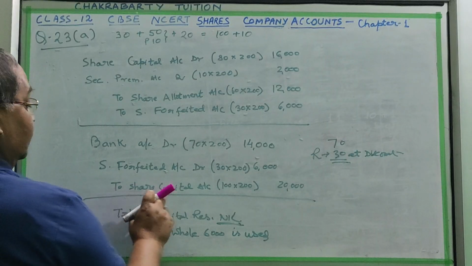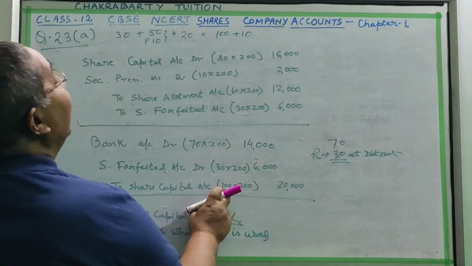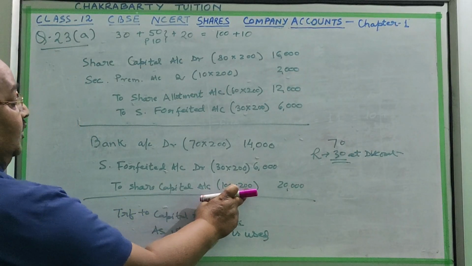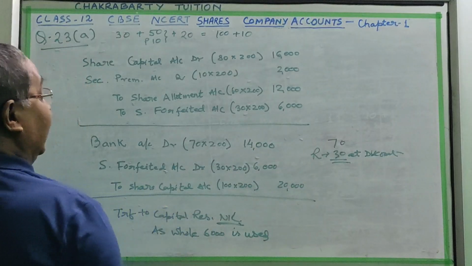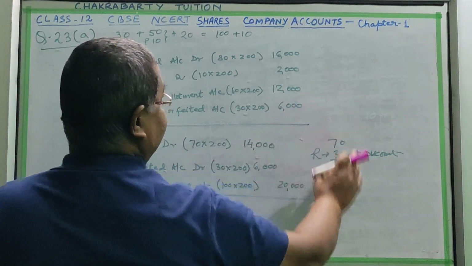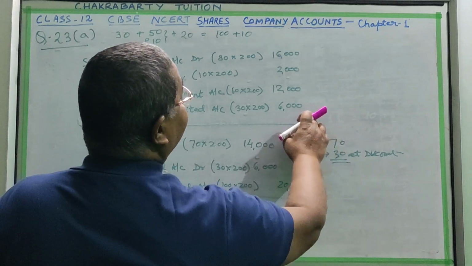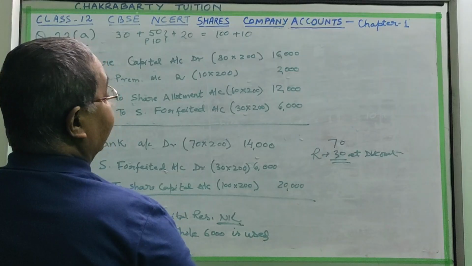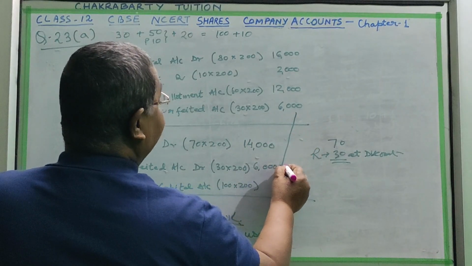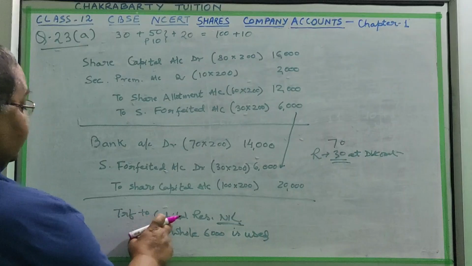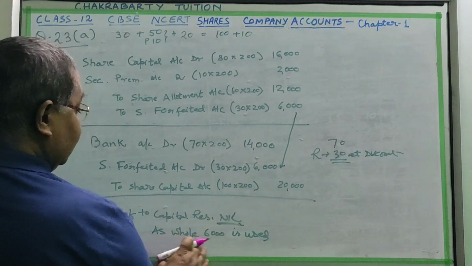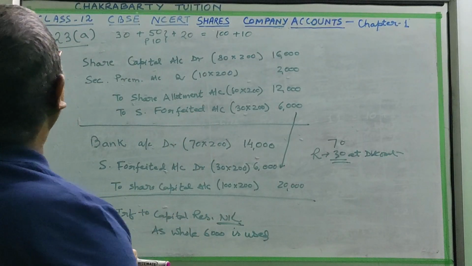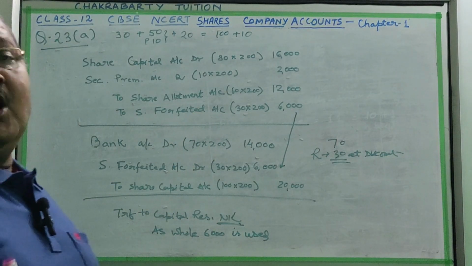And credit will be given to share capital account by the full value of the share. Full value because it is issued as fully paid. Then 100 into 200 number of shares, so 20,000 altogether. Here you see share forfeited account is having 6,000. Maximum discount you can give is up to 6,000 only, and that you have already given. It means nothing is now remaining in share forfeited account. So transfer to capital reserve will be nil, as the whole 6,000 is used. By this way 23A is over. Now we will go for 23B.